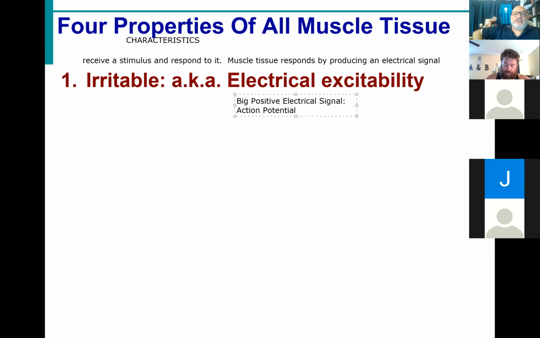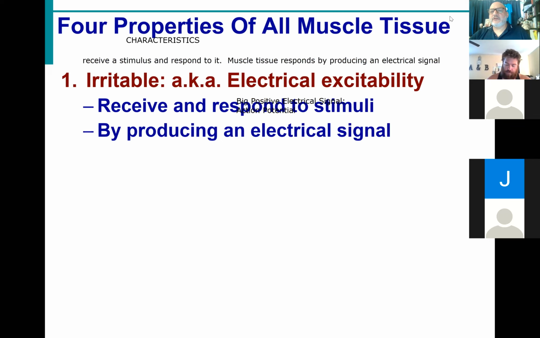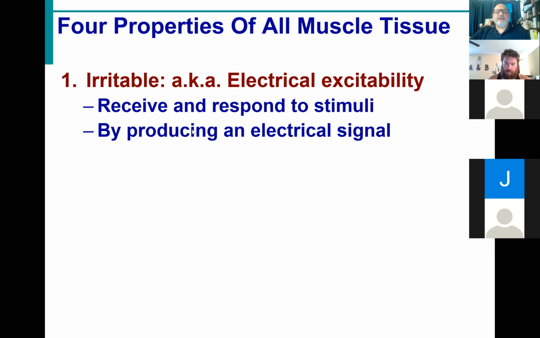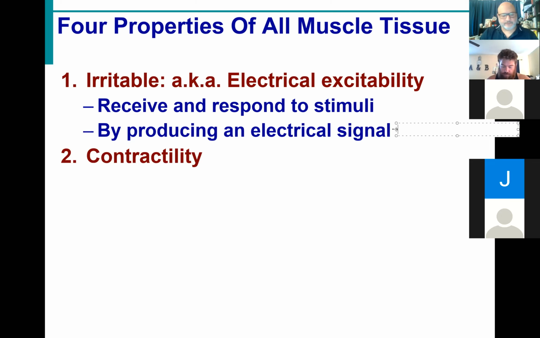Excellent. Nervous tissue does the exact same thing. When we talk about the nervous system, we'll talk about neurons that are also irritable. They're also electrically excitable. When they get stimulated, they also produce a big positive signal called an action potential. So there you go. It's irritable. It can receive a stimulus and responds to that stimulus, and it produces a big electrical signal that we call an action potential. Excellent.